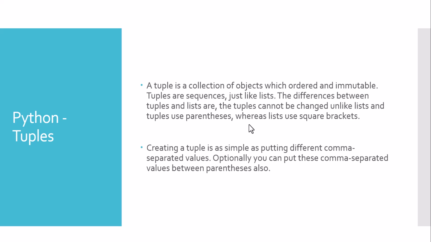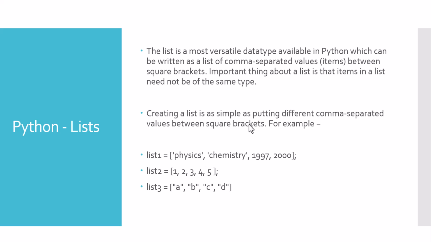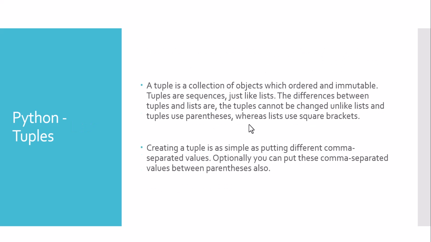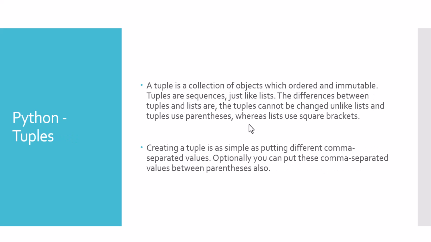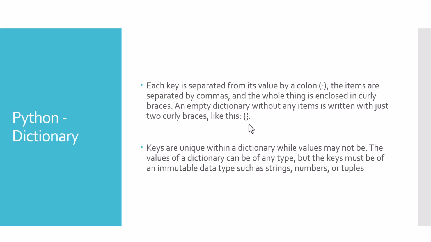In tuples we are using parentheses. In lists we are using square brackets. Similarly, in the dictionary we are using curly braces. Here parentheses, here braces, here square brackets.